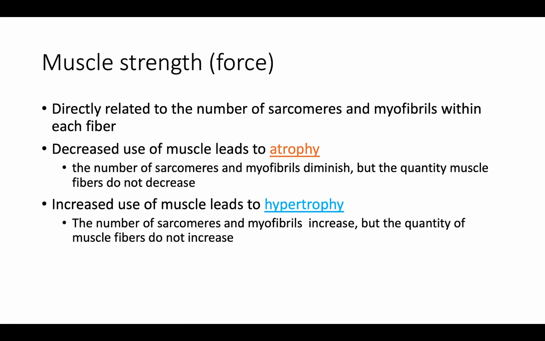But you can always get it back, and that's called hypertrophy. And this is the increase of use of muscle leading to hypertrophy. The number of sarcomeres and myofibrils have increased, but the quantity of muscle fibers did not. So that is the difference between atrophy and hypertrophy, and how muscle strength directly is related to the number of myofibrils and sarcomeres, therefore, inside each fiber. And that is what I want to talk about for muscle.